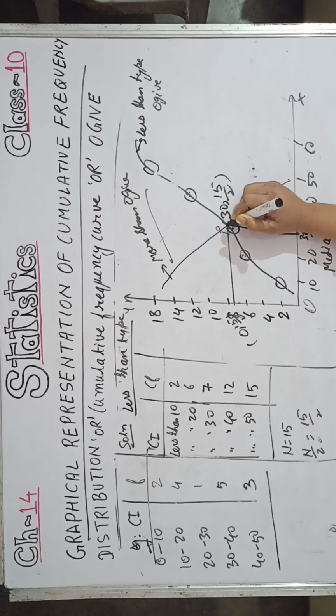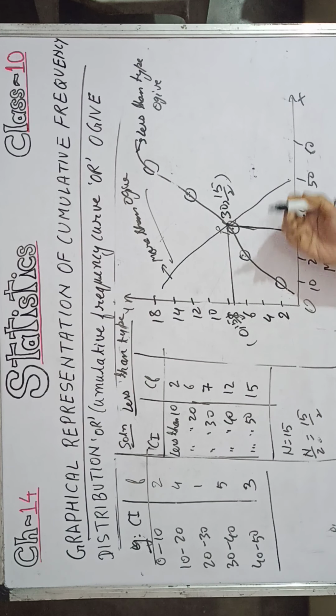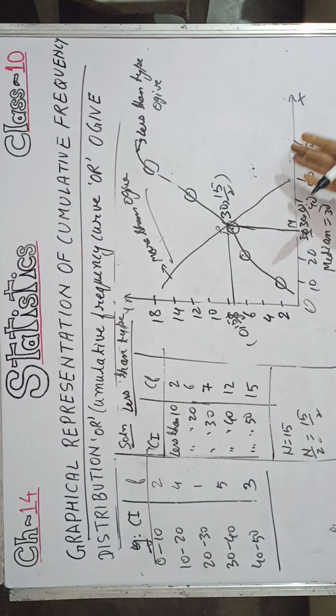Obviously we have to get the x coordinate. So from the point of intersection we can draw a perpendicular and get the median value. If we don't draw the parallel in both types of ogive, that is less than and more than, then from the point of intersection, if we draw a perpendicular, the x coordinate will give the median value. So this is all from the ogive that I had to inform you.